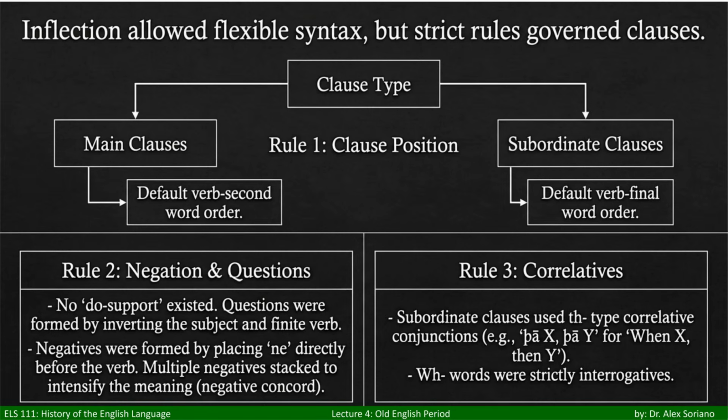Rule 2: Negation and questions. Old English had no do support, no auxiliary do, the way modern English uses it in "Do you like coffee?" Instead, questions were formed simply by inverting the subject and the main verb.